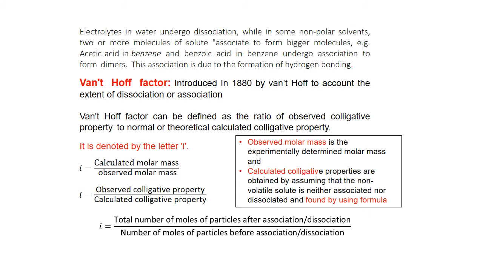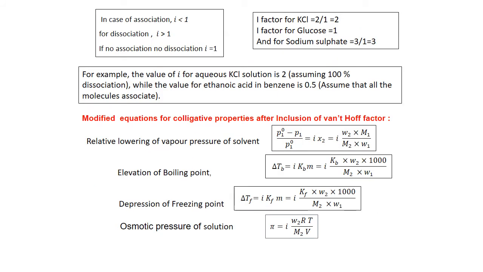Again, the i factor can also be found depending upon the number of particles after association or dissociation divided by number of particles before association or dissociation, which normally are present as number of moles. In case of association, the i factor will be lesser than 1. In case of dissociation, it will depend upon number of particles, so it will increase and be more than 1. And when its value is 1, there is no association, no dissociation.